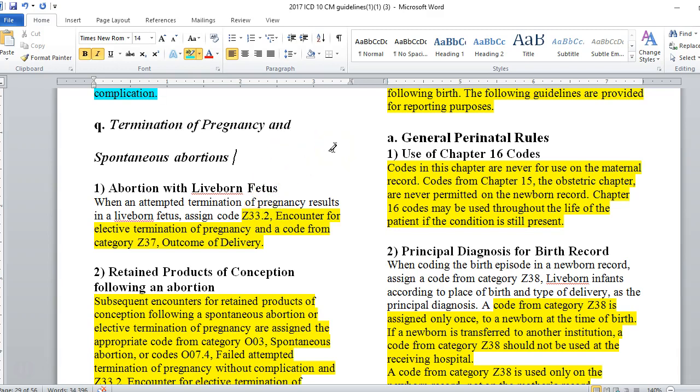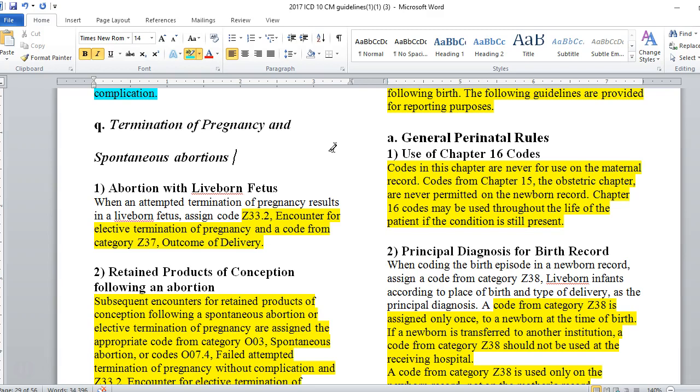All right, so let's talk about termination of pregnancy and spontaneous abortions. So again, some of these are for very specific scenarios. How often you're going to see them and whether you're going to see them will really depend on where you end up working, and it will also depend on who you end up coding for. Because again, if you don't work for an OBGYN, but you work for the hospital, you may still see these, but it will all depend.